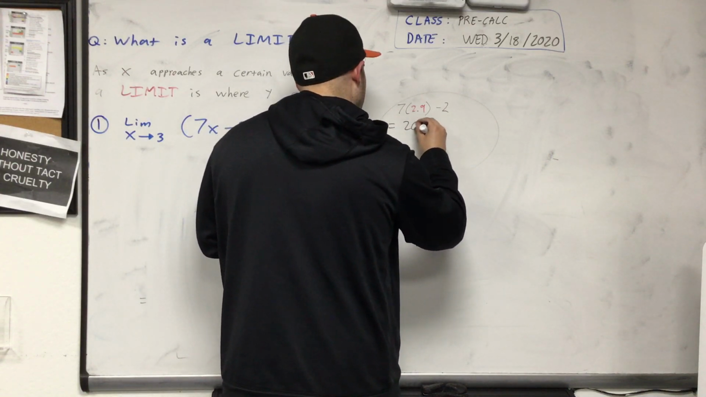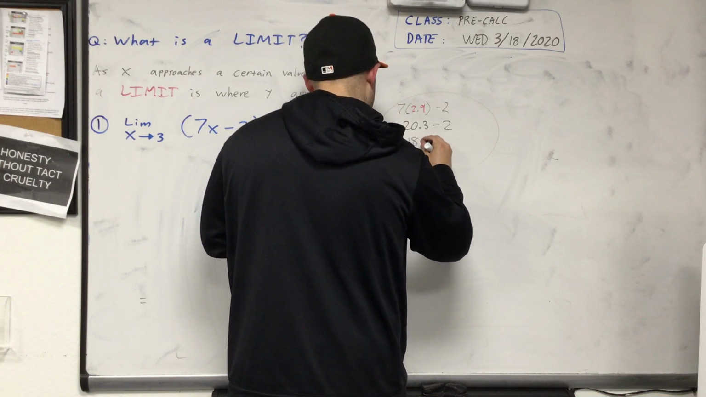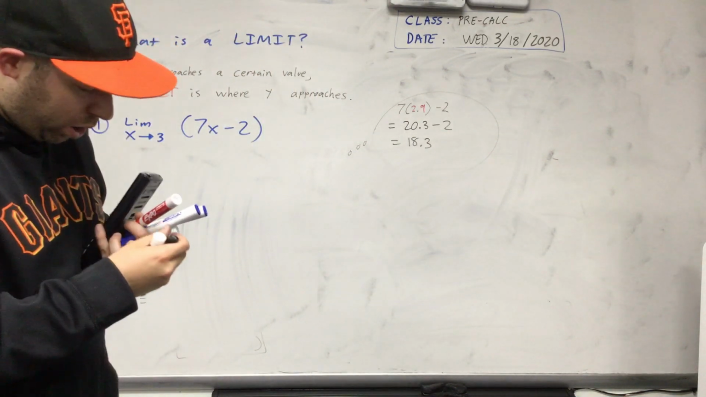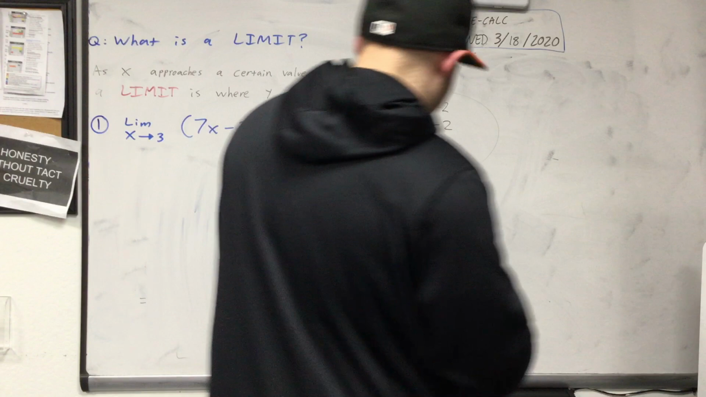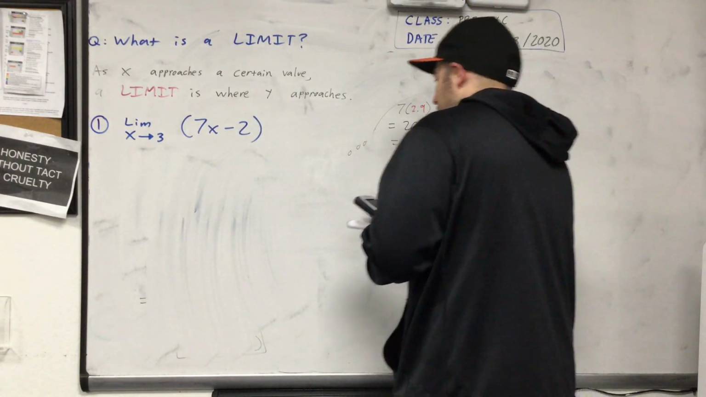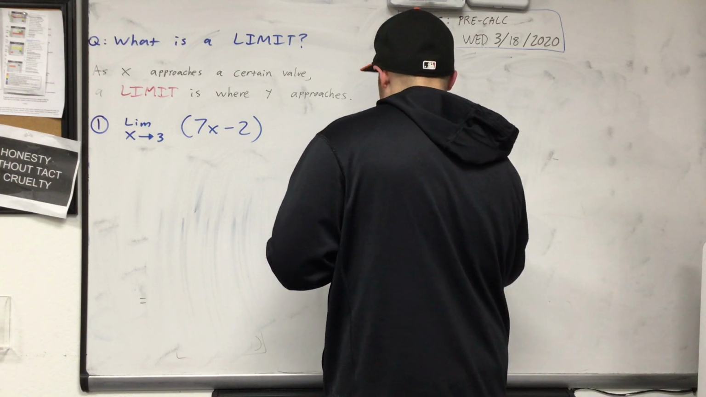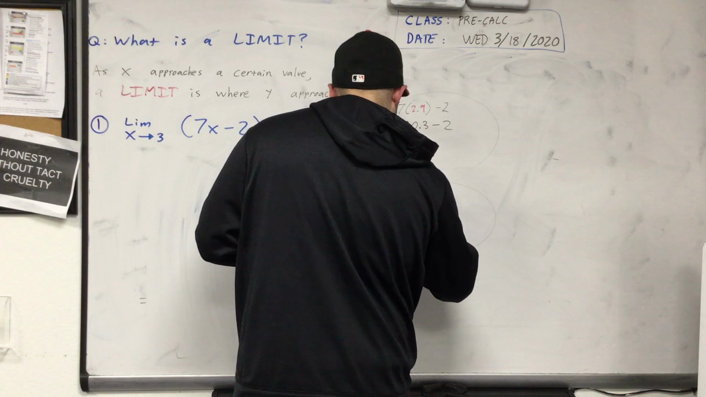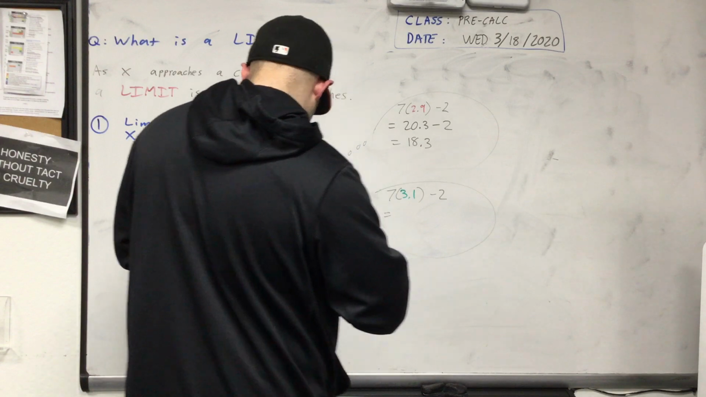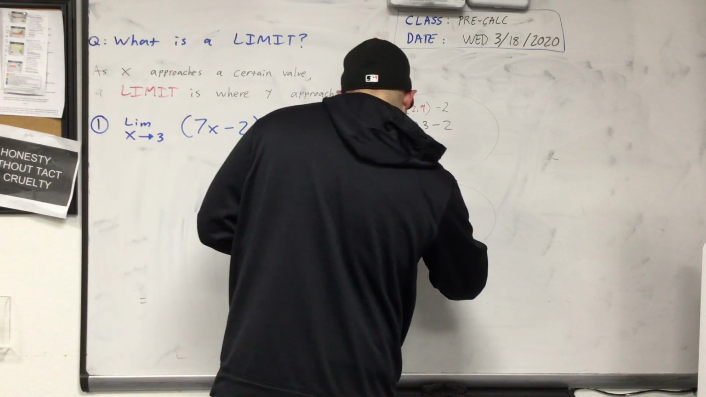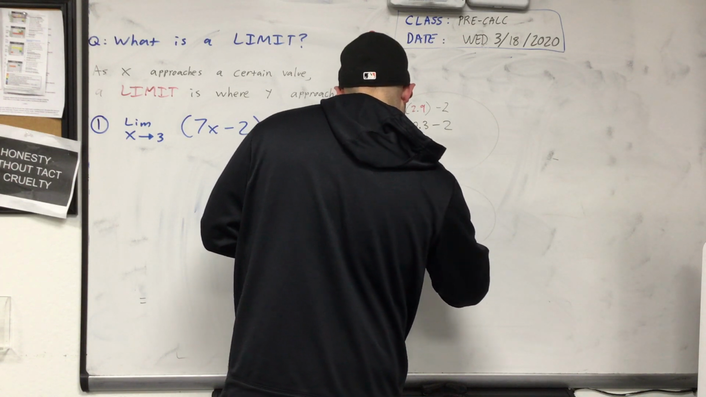That'd be 20.3 minus 2, or 18.3. Okay, well I can't actually touch x equals 3, so why don't I try 3.1? So let me try the other way. Let me try x equals 3.1 minus 2. Well, 7 times 3.1 is 21.7 minus 2, that would be 19.7.